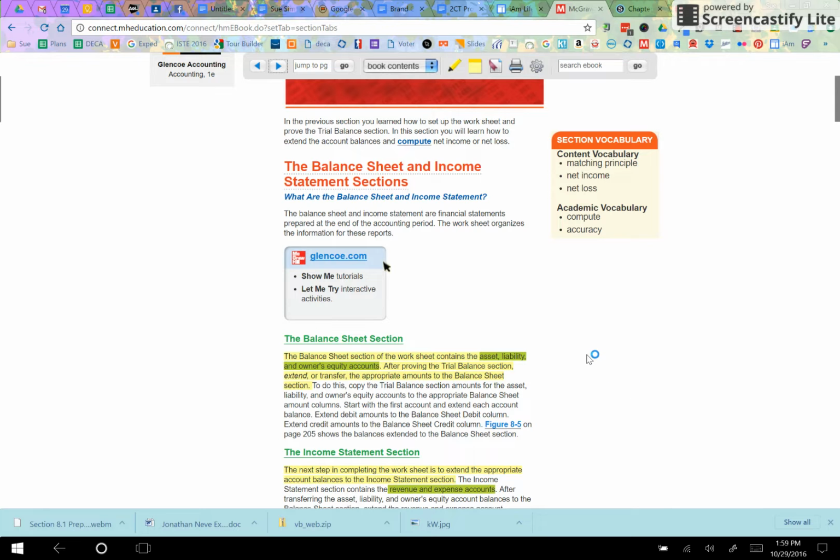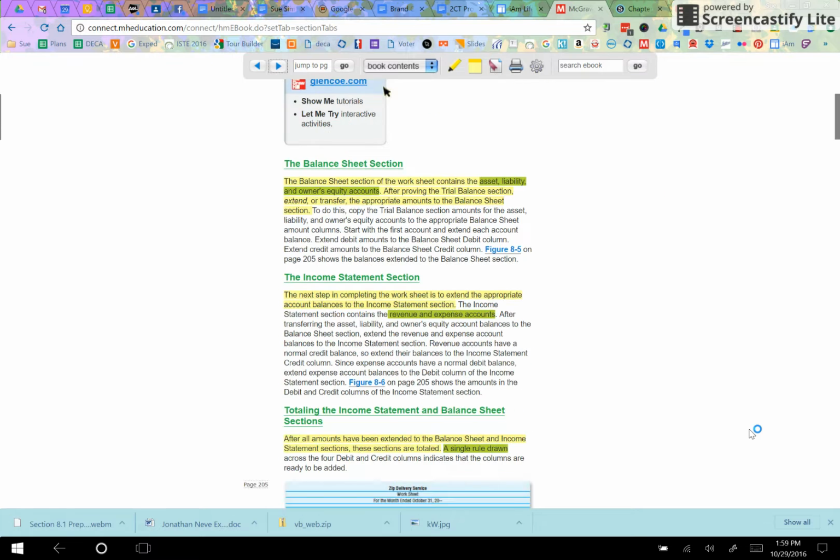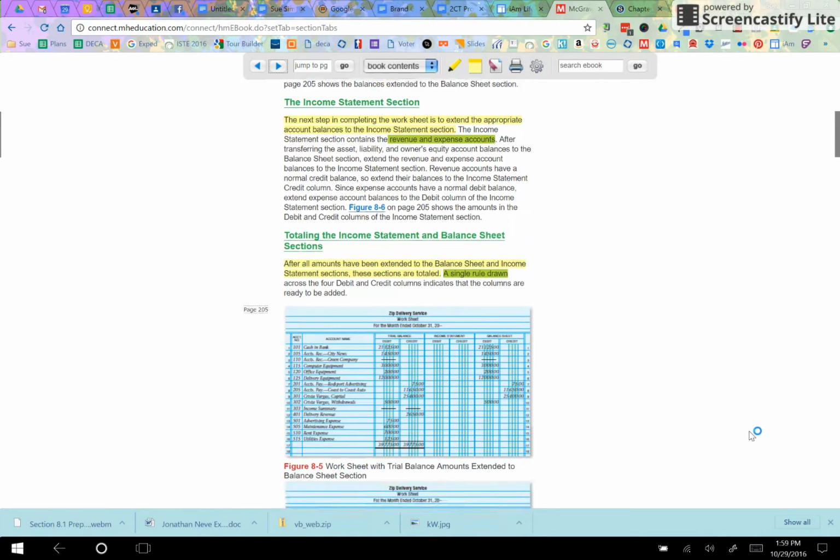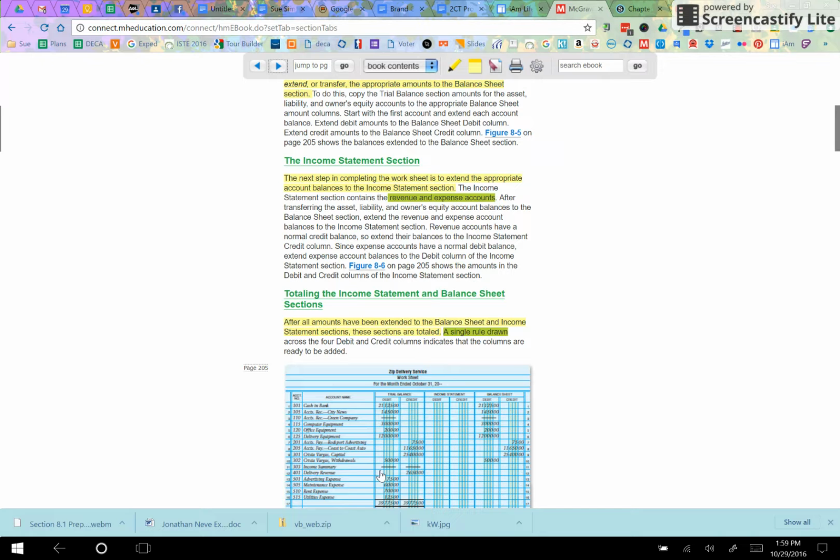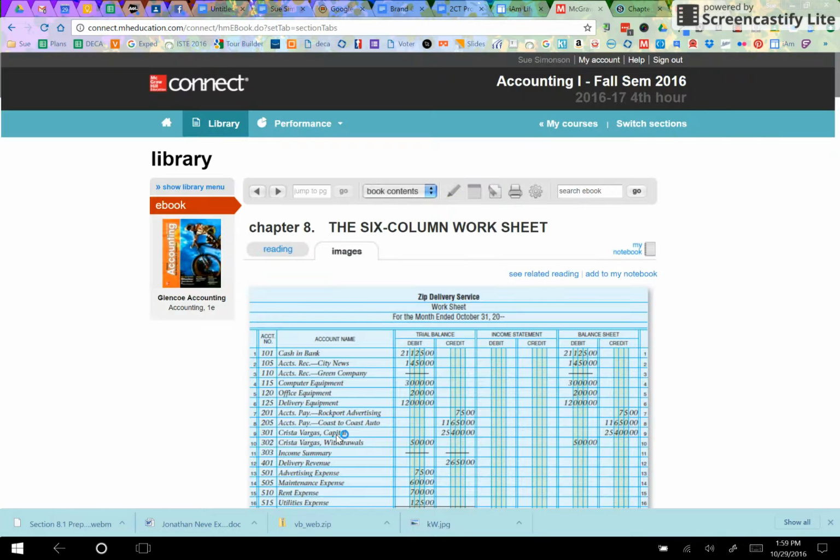The balance sheet is kind of a picture of the business at any given point in time. So the balance sheet section of the worksheet is going to contain the assets, liabilities, and owner's equity. And we're going to take those amounts right there. I'm going to open that up a little bit. So the balance sheet is all of the permanent accounts. So cash is going to come over, accounts receivable.